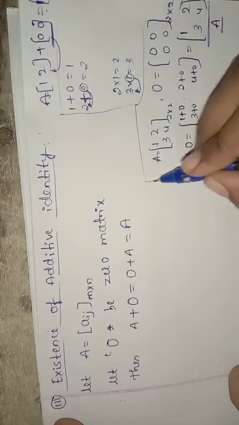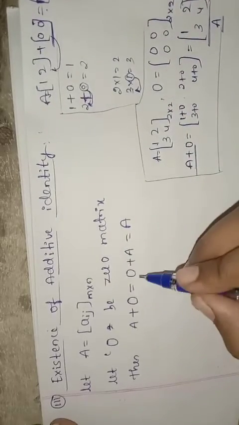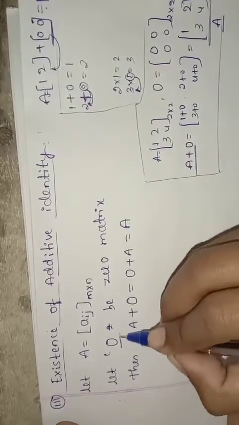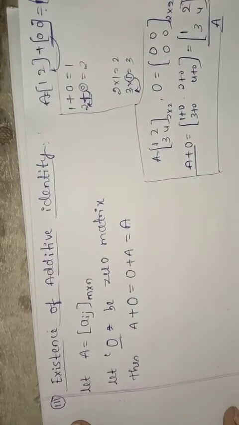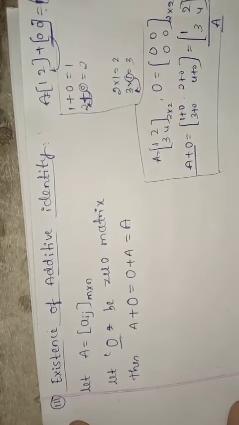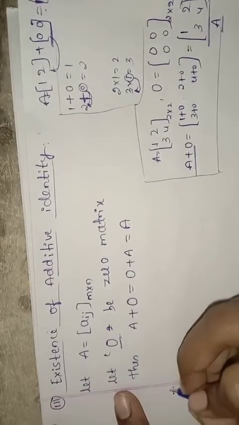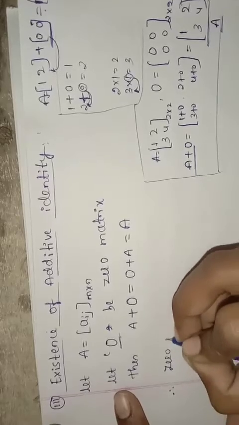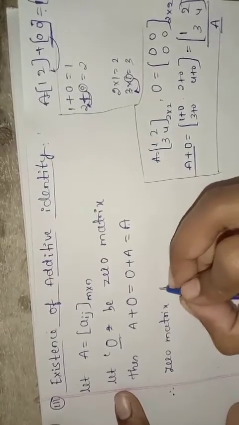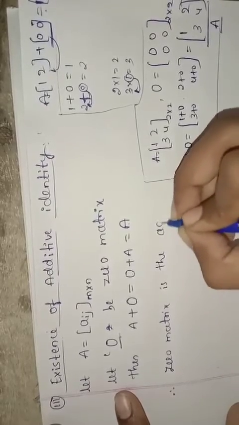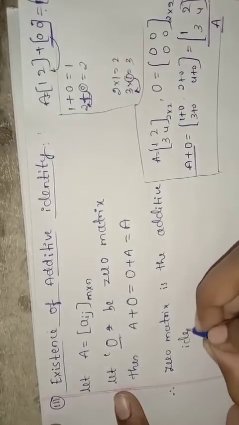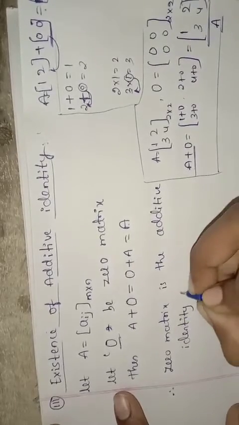So here we got A plus O is equal to O plus A is equal to A, where O is the 0 matrix. Therefore O is the additive identity of a matrix. So the 0 matrix is the additive identity of a matrix.